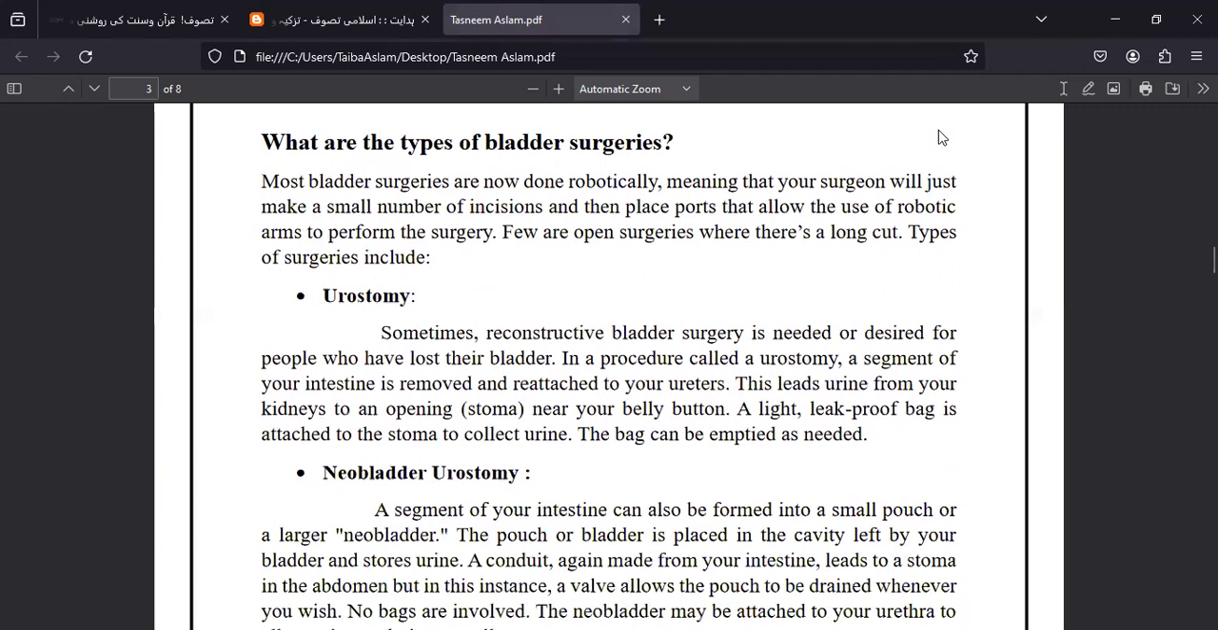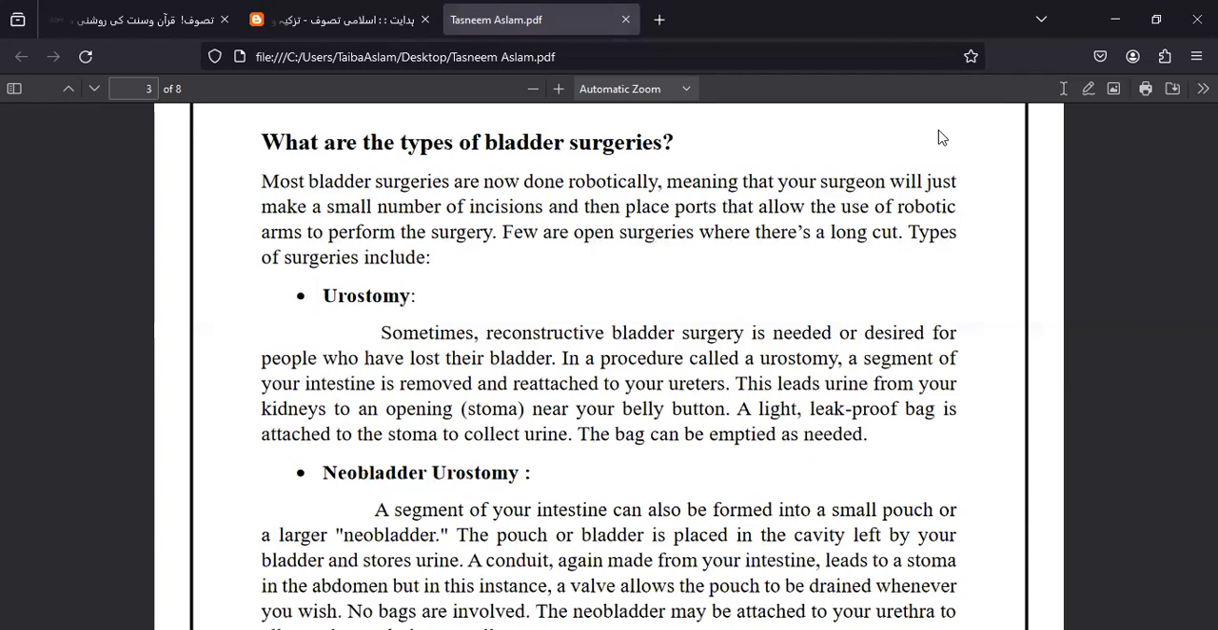urostomy. Sometimes reconstructive bladder surgery is needed or desired for people who have lost their bladder, in a procedure called a urostomy. A segment of your intestine is removed and reattached to your ureters. This leads urine from your kidneys to an opening, a stoma, near your belly button. A leak-proof bag is attached to the stoma to collect urine. The bag can be emptied as needed.